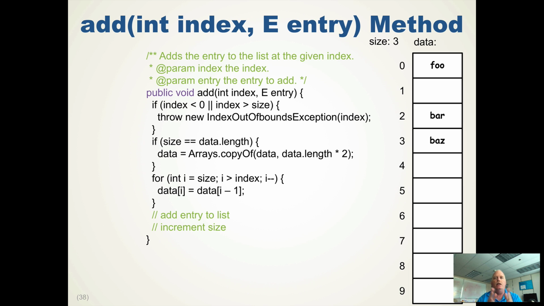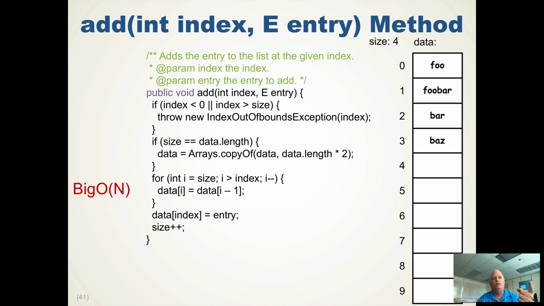So now I've created a gap, so I'm done. Index was 1, so now I can add the entry to the list, which is just data index equals entry. And then remember, because I've added 1, I got to increment my size. So there it is. What's the big O of this?